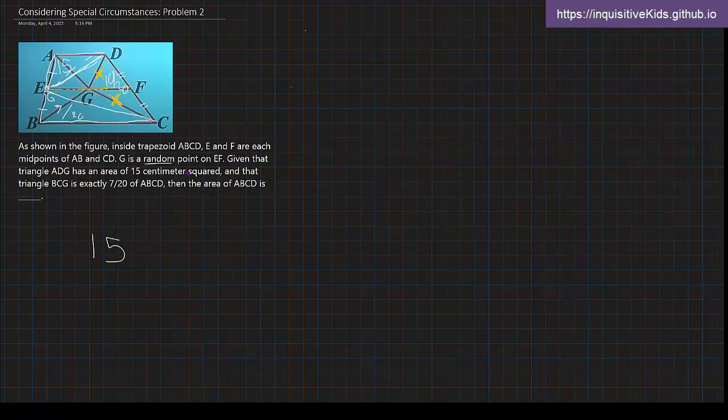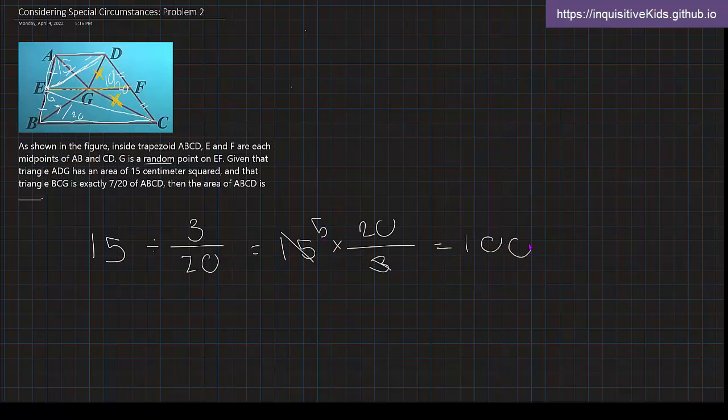So we know that ADE's actual area is 15. And we know that its fraction is 3/20ths. So we would just divide to find the total. 15 times 20 thirds, right? Simplify that, and it gives us 100. So the total area of ABCD is 100 cm squared.